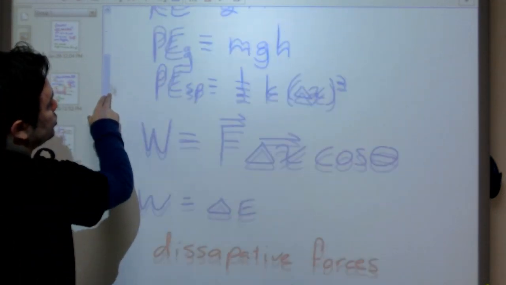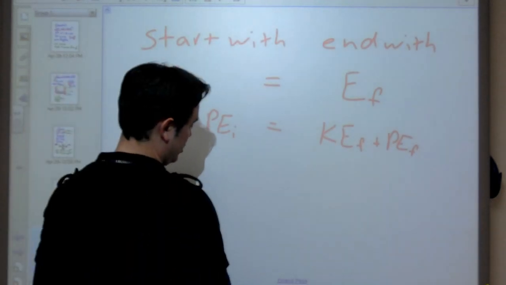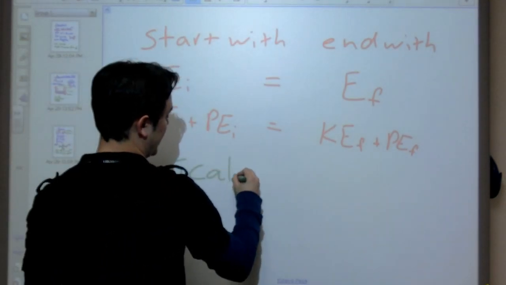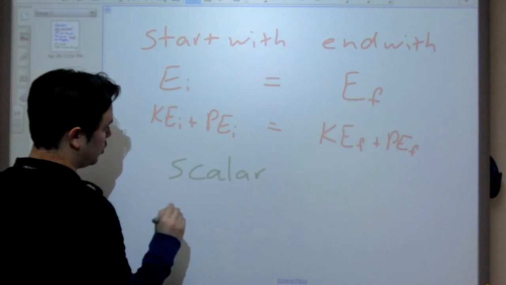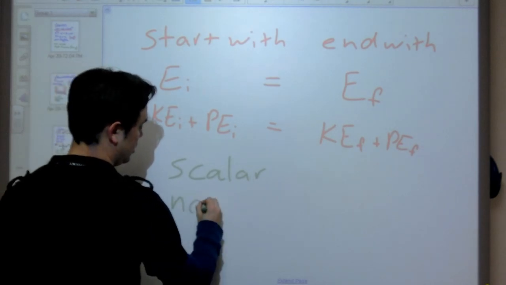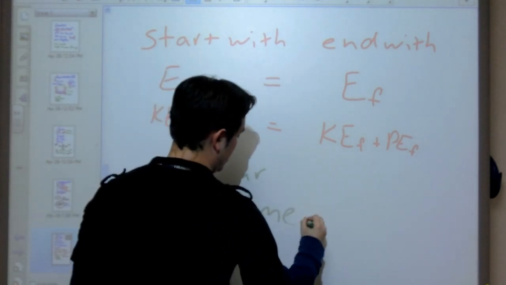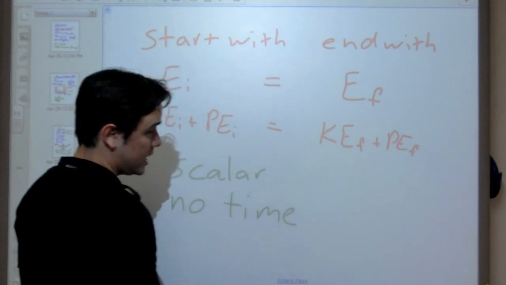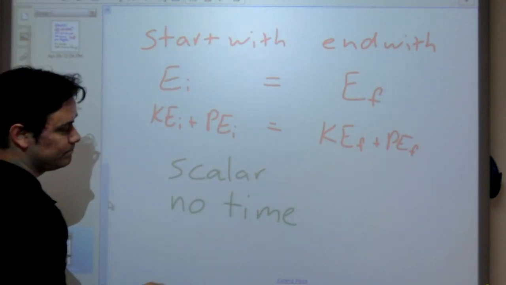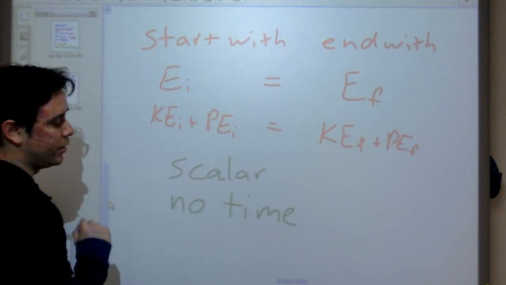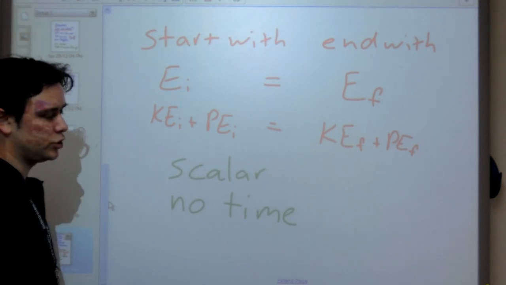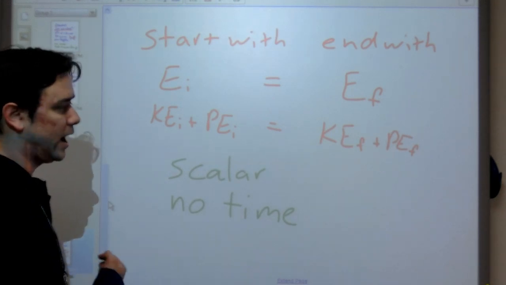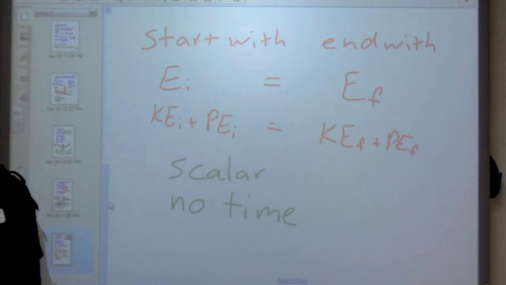Energy is really, really useful because it is a scalar. That means we don't have to keep track of direction. But there is one huge limitation to energy. There's no time dependence. In any of the energies we deal with, you cannot tell how long something will take. That is a huge limitation.